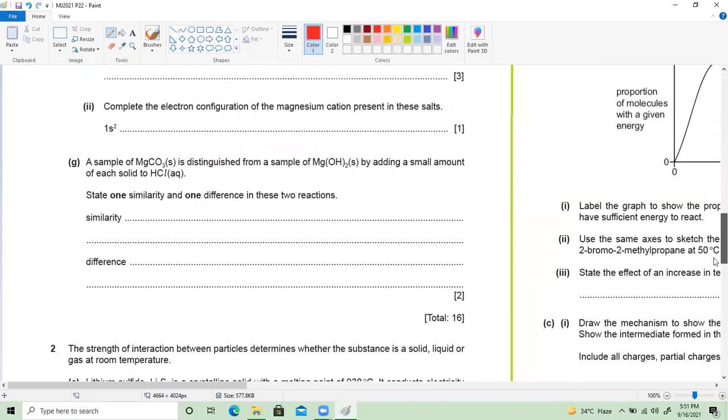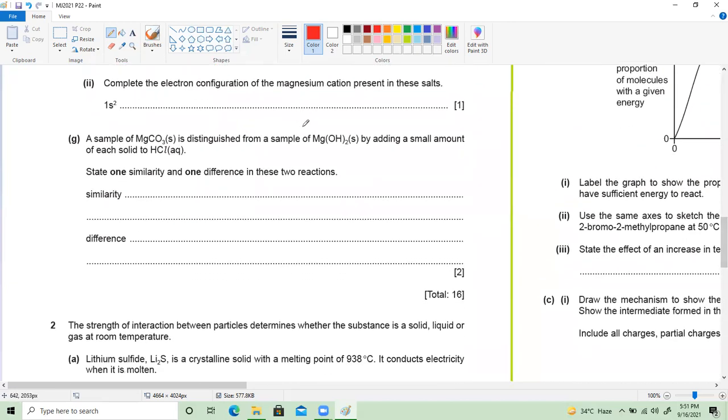Okay, now the next part is complete the electronic configuration of the magnesium cation present in these salts. So magnesium cation is magnesium 2 positive ion, and we know the proton number for magnesium is 12. So when it loses 2 electrons, there should be actually how many electrons in it? 10 electrons. And how do we write the electronic configuration of 10 electrons? 1s2, 2s2, and then 2p6. This is how 10 electrons can be accommodated in the subshells of the magnesium cation, or the 2 positive charge magnesium atom.